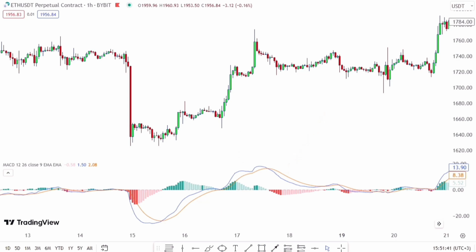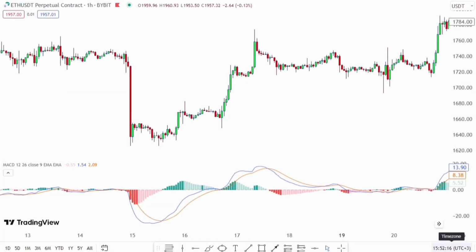Next, we have the histogram, which represents the difference between the MACD line and the signal line. For example, if the line crosses above the signal line, the histogram will turn green, and if it crosses below, it will turn red. The gap between the MACD line and the signal line also affects the size of the histogram. As you can see, if the two lines are further apart, the histogram gets bigger. And if the two lines get closer, the histogram becomes smaller. Finally, we have the zero line, which simply represents the center of the MACD indicator.